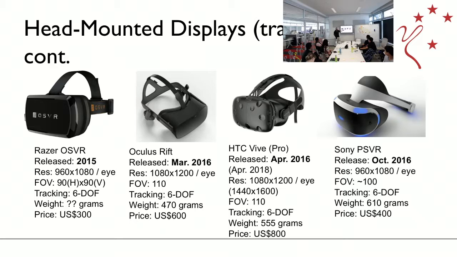The Oculus Rift came out in March 2016. Again, really good specs, really wide field of view. Field of view is very important, so you don't see the edges of the displays, and still about $600. The HTC Vive came out, and the Vive Pro, which has since been released. So this was April 2016. Very similar specs, similar field of view, similar price, and just competing competitors in the market.